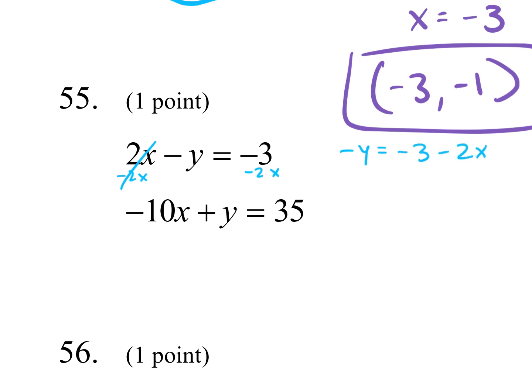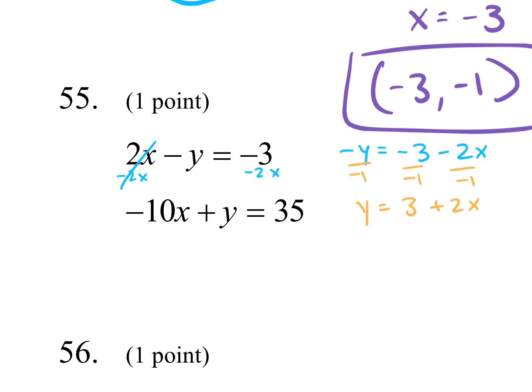Again, we want the y all by itself, so how do I get rid of that negative in front of the y? Divide everything by -1. If we divide the y by -1, you have to make sure you do it to everything in the equation. So y is equal to 3 plus 2x.